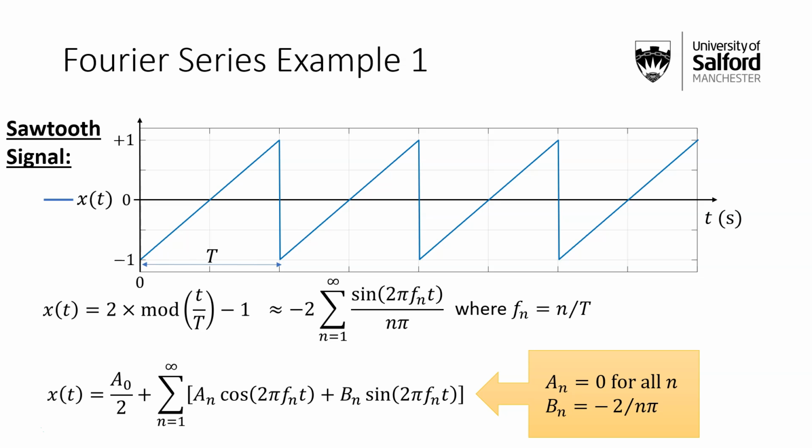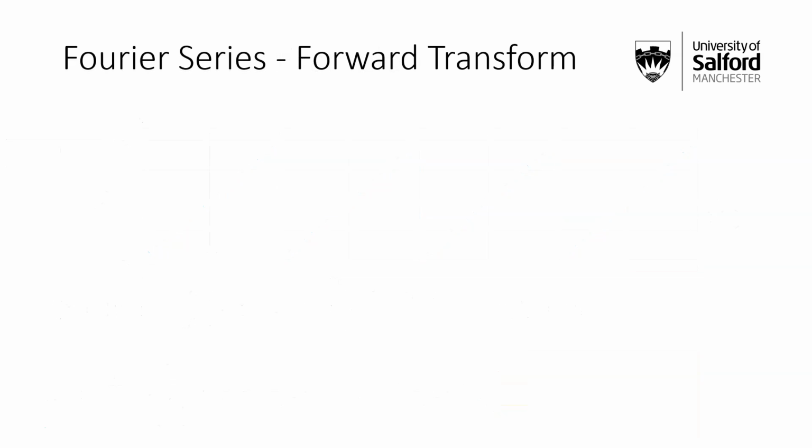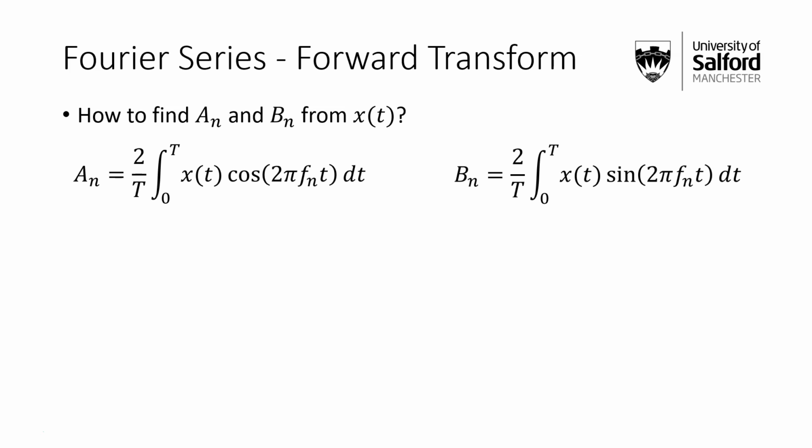So let's now go on to think about how you actually find out these an and bn, what numbers they are. You can see that this particular signal was given by this particular combination of values. How might you work those out? So that is the forward transform. We need to find an and bn from x(t). And the way that we'll do that is using an integral. These are what they look like.